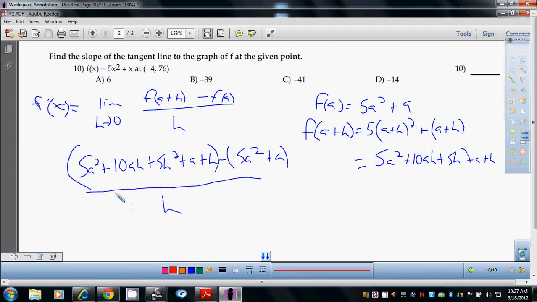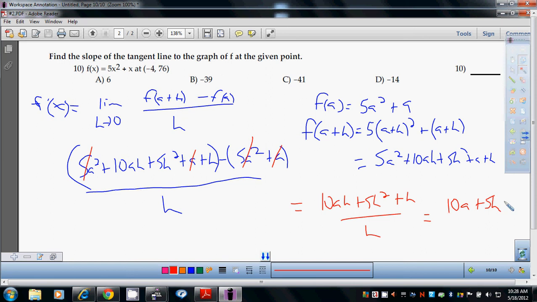What else should cancel? All right. That leaves us with 10ah plus 5h squared plus h all over h. Now, biggest problem I saw with people doing this is that they would put that this reduces to this. What is wrong with this picture?